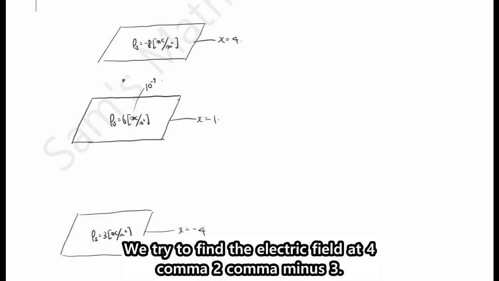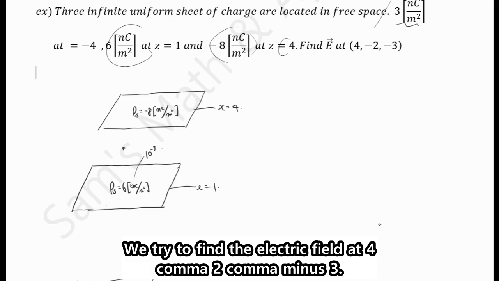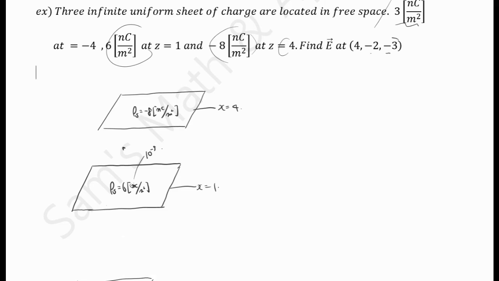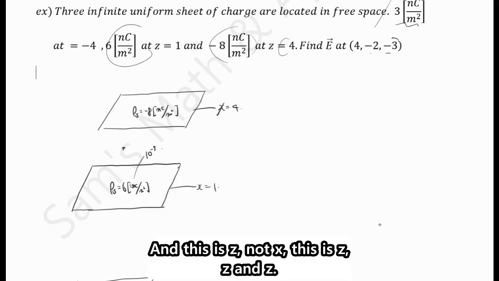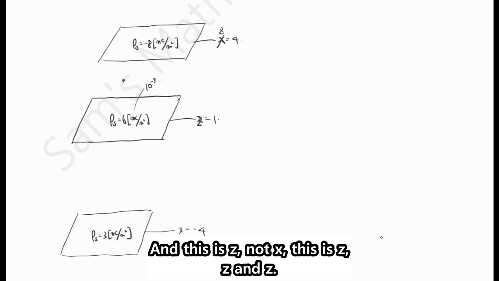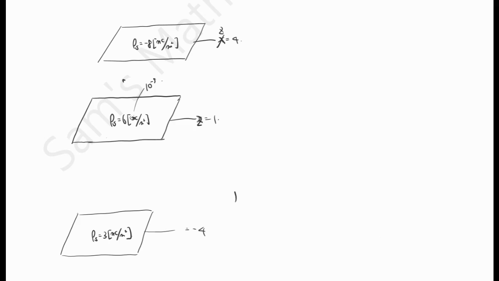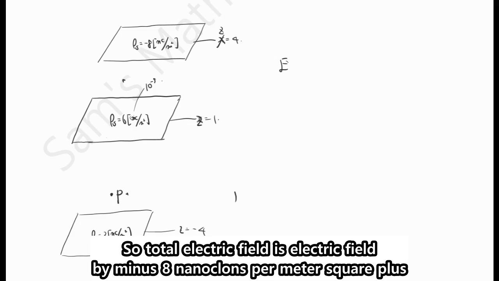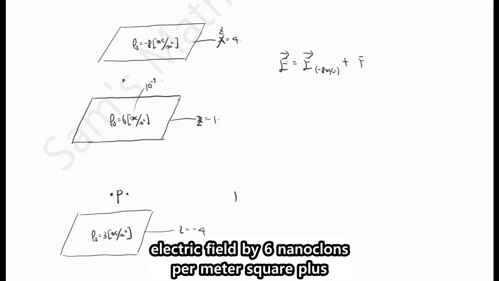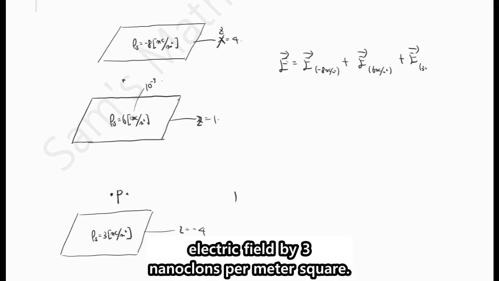We try to find the electric field at 4, 2, minus 3. This is z, not x. z equal minus 3 is this position. So the total electric field is the electric field by minus 8 nanocoulomb per meter square plus the electric field by 6 nanocoulomb per meter square plus the electric field by 3 nanocoulomb per meter square.